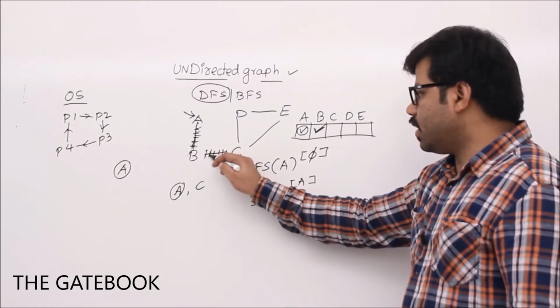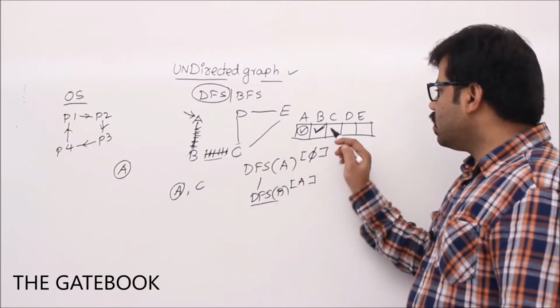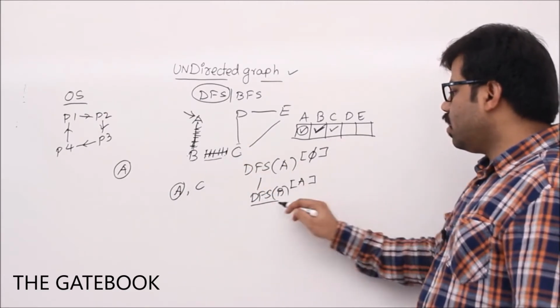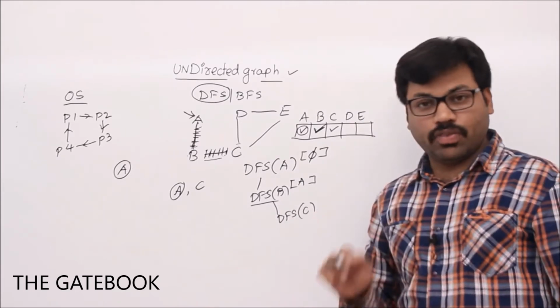Now explore the next edge. So when you are exploring this edge, you see C, correct? C is not visited, so make it visited. For that we call DFS on C. This is the way we run the DFS algorithm, we know that.